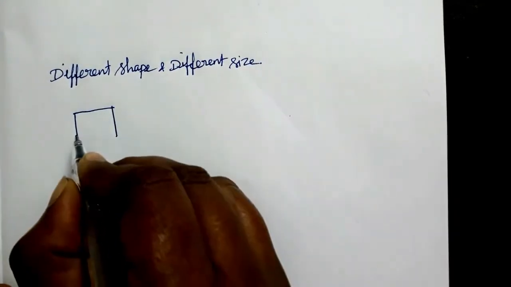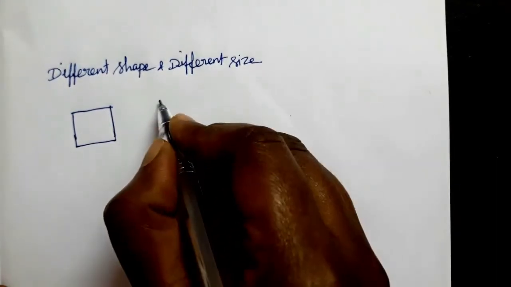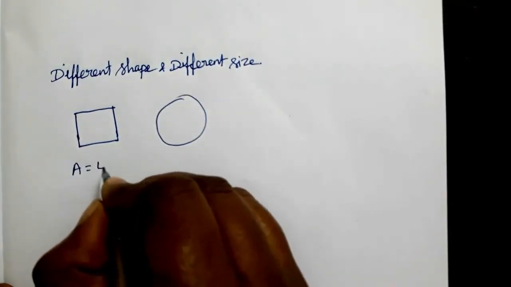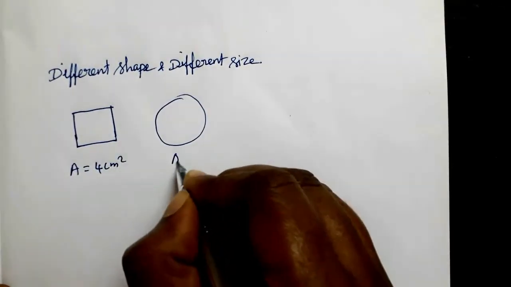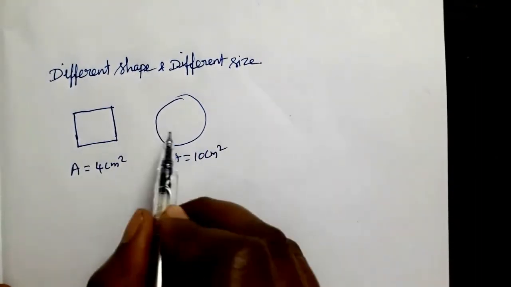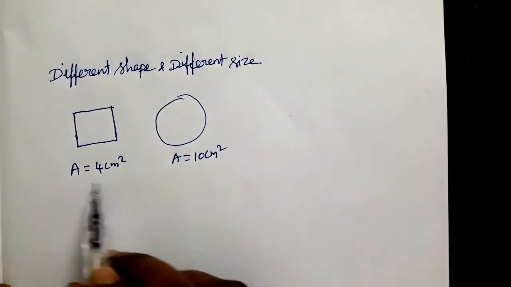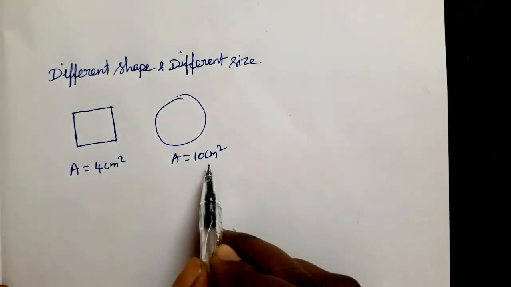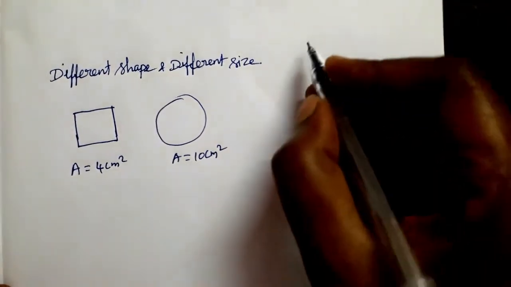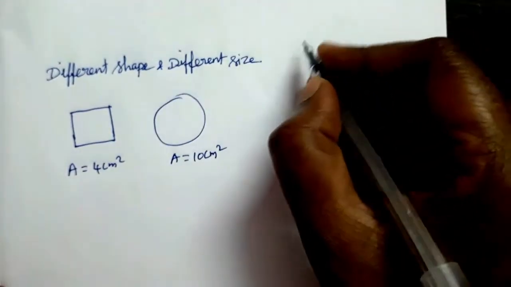Here let us consider one square and one circle. Area of the square 4 centimeter square. Area of the circle 10 centimeter square. Here having two different shapes and size also is different. It is the example for different shape and different size. Next one, different shape and same size.